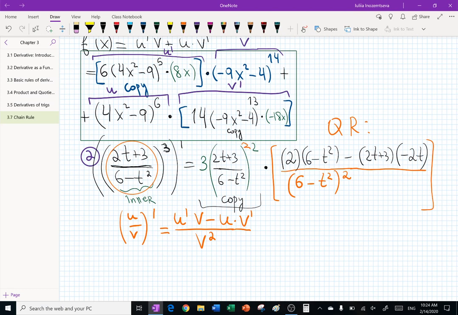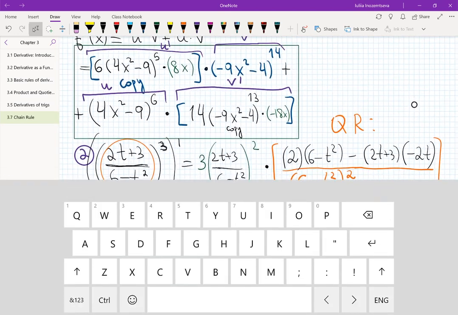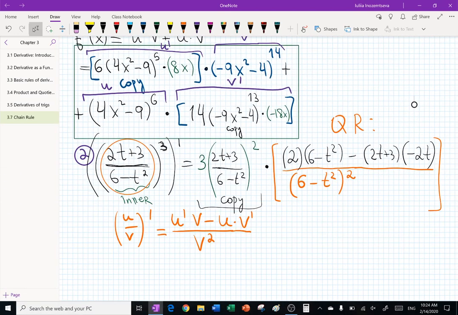So basically you collect the terms. Sometimes something simplifies and it looks better. But this is good enough to me. How do you like it? Not too bad.